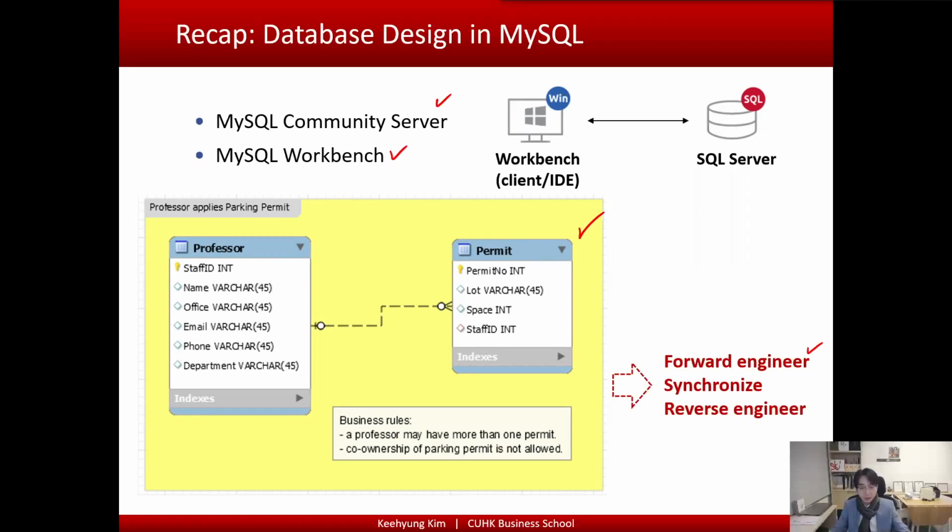If we update our model, we use the synchronize feature to make the update be reflected in our implementation. Also, sometimes you work in an old company that already has an old database system, however they don't have any documentation or any model. Then we can use reverse engineer on the implementation to see how it is implemented in a model. So we talked about this last time.